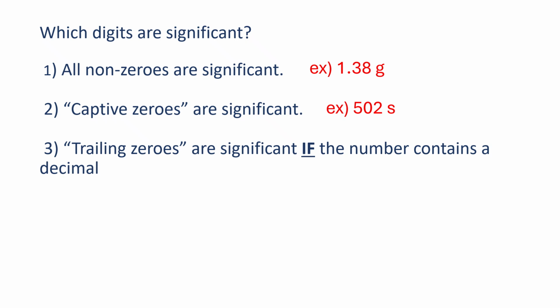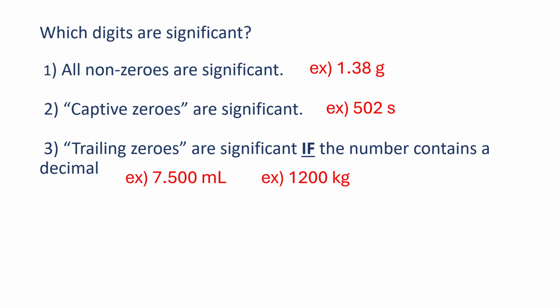Trailing zeros will only be significant if the number contains a decimal. So for example, 7.500 milliliters, those two zeros are considered trailing zeros, and the thing that makes them sig figs is that the number does contain a decimal. So this number would have four significant figures. The 7 and the 5 are non-zeros, and the trailing zeros are significant because of the decimal.